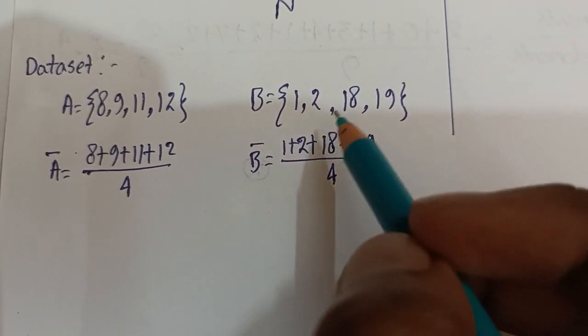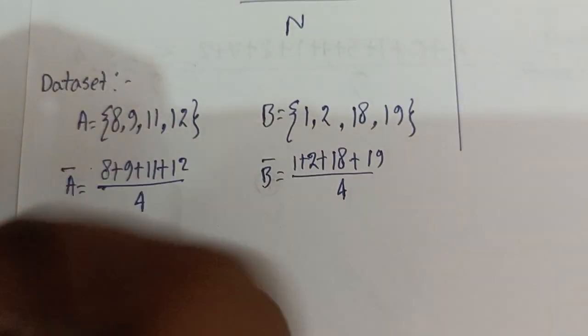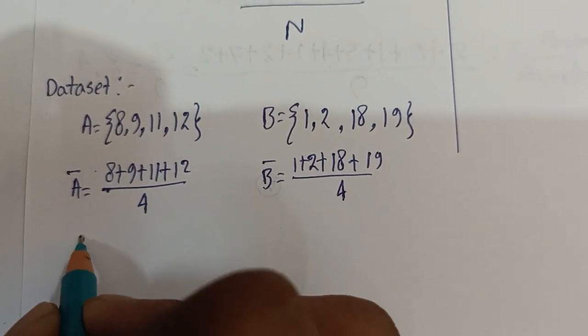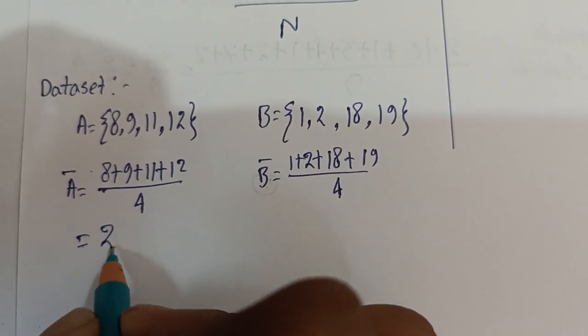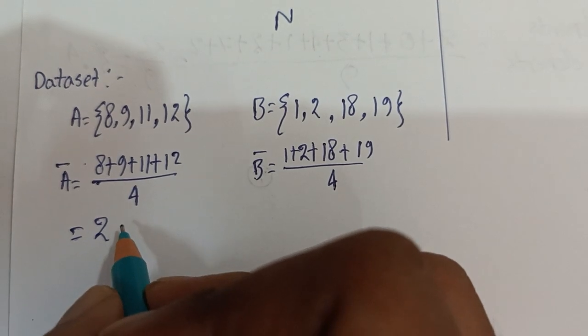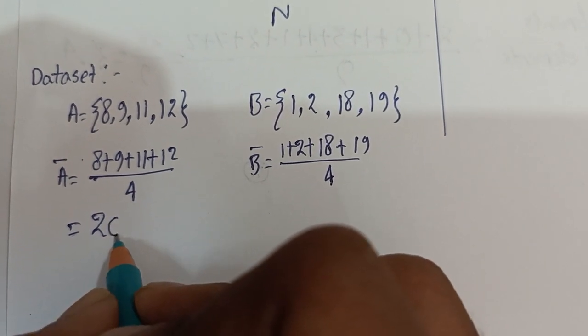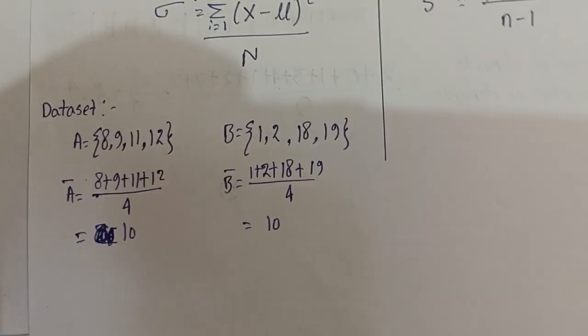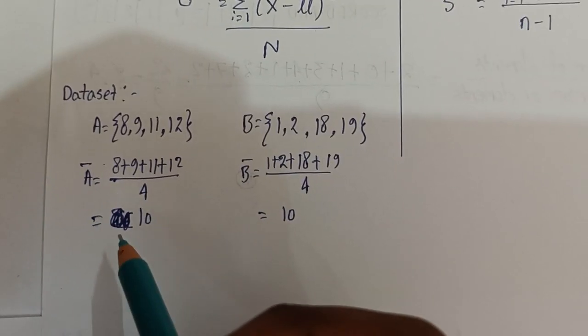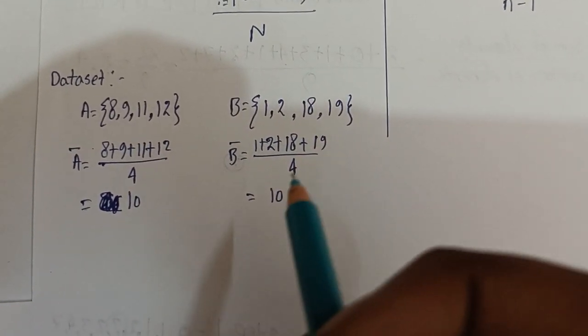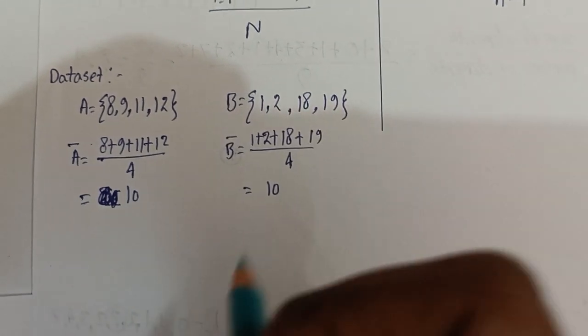Exactly in the same way I will calculate the mean of B also, and if you calculate, you will find that for dataset A the mean is 10, and for dataset B the mean is also 10.